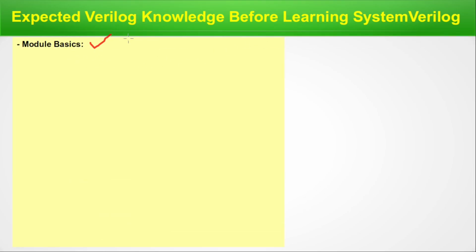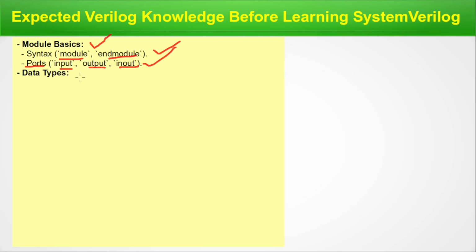You must know the module basics. Module is a syntax in Verilog. This is the key thing, that is we use module and endmodule. Also we use ports like input, output and inout, that is the bidirectional ports in a module. Next come the data types. These are in Verilog like wire and reg, bit vectors and bus declaration using the square brackets.